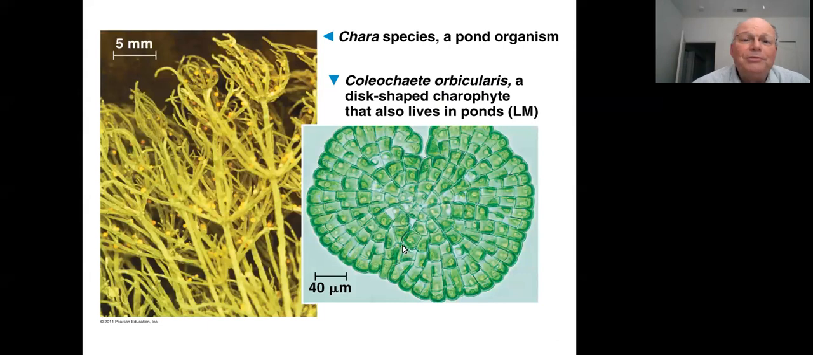So here are a couple of members of the modern clade Charophycia or Charophyta. So there's Chara itself, which you've already seen when we looked at protists, and another type of Charophyte that lives in ponds and particularly along the margins of freshwater ponds.